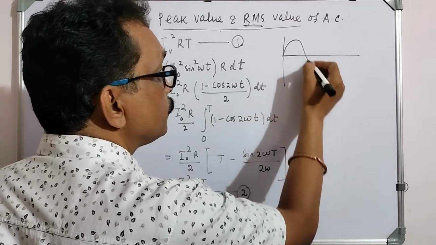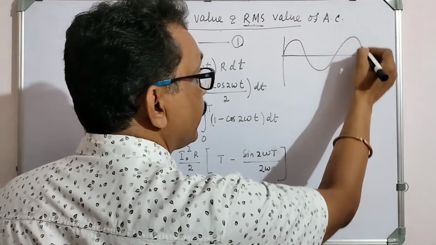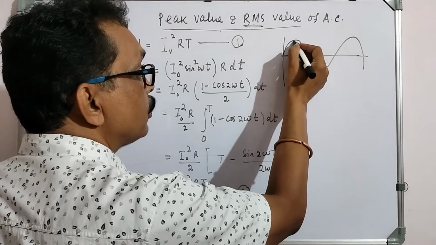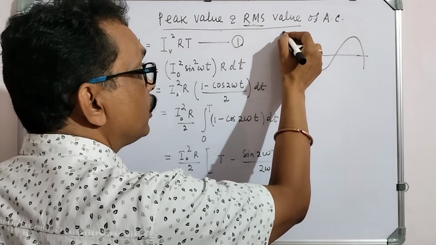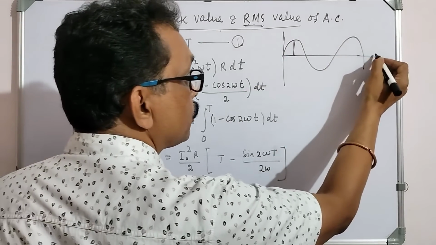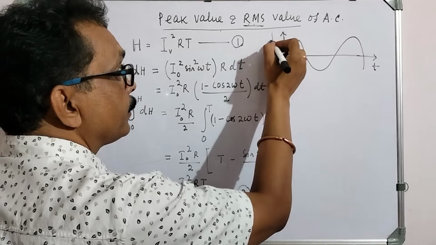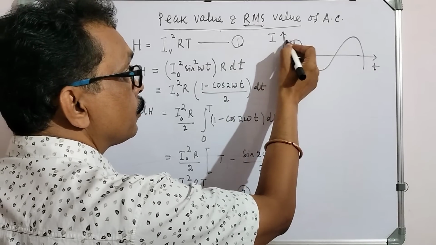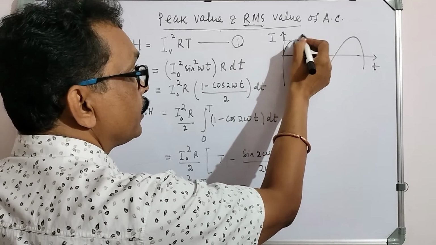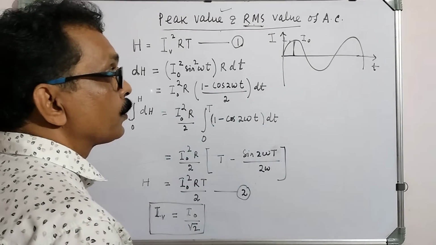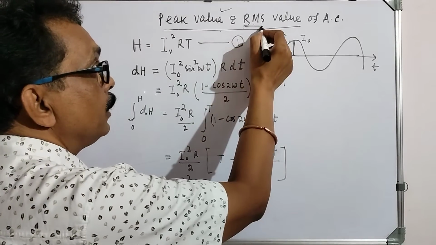Suppose this is your alternating current, and this is the maximum value of the current. If this is your time and this is your current, then this maximum value of current is called the peak value. And what is the RMS value?